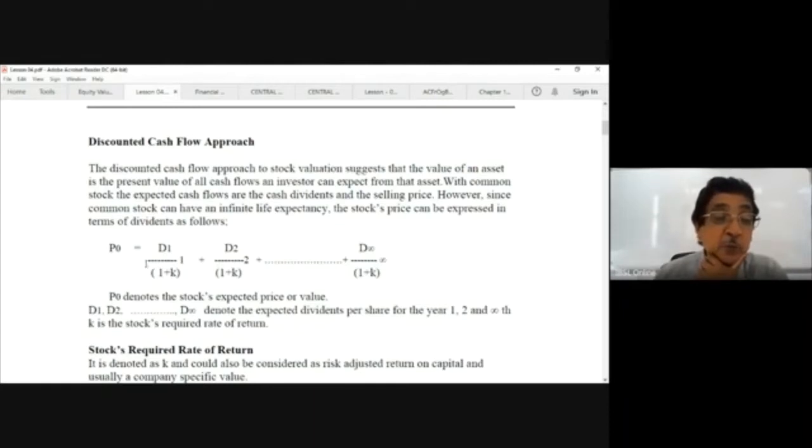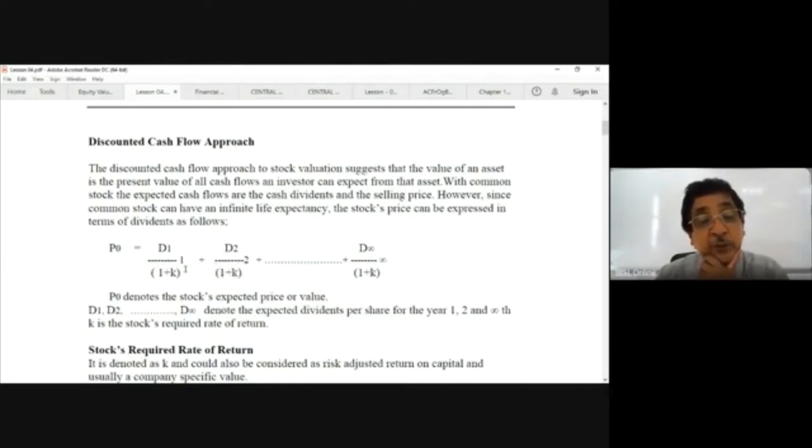Now, how do we get these dividends into the present value? At the end of the first year, you receive a dividend of D1. That is present valued by dividing it by 1 plus K to the power 1. At the end of the second year, the dividend cash flow is D2, and the present value of that is D2 divided by 1 plus K to the power 2.